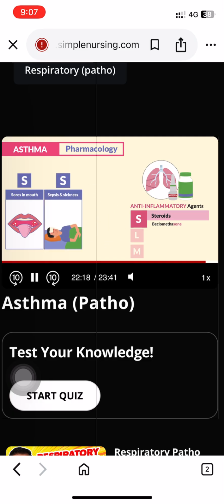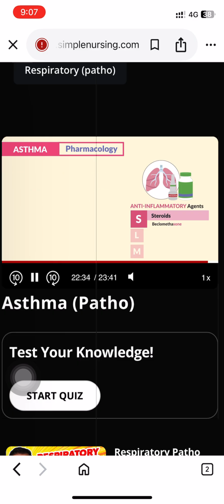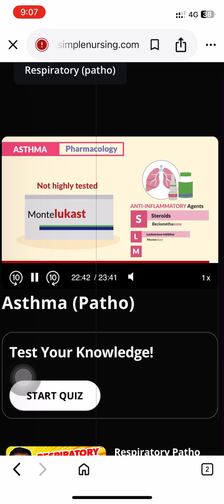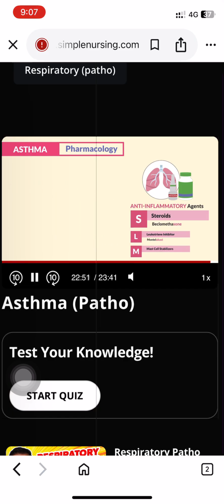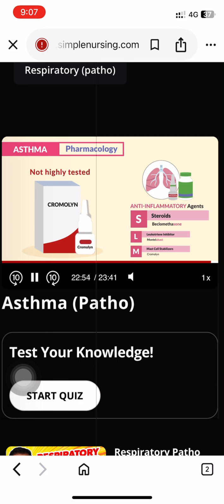The next S is for sepsis and sickness, since steroids increase the risk for infection, increasing the WBC count inside the body. And the last S is for sugars that are increased. Now, these are completely normal, so we have to watch out for these. Now, the last 2, which are not highly tested here, so I wouldn't focus on them too much. We have L for leukotriene inhibitors, ending in lukast, like montelukast. Now, the brand name is Singulair, so just think Luke likes to sing. And M is for mast cell stabilizers, like cromolyn. But again, it's not highly tested, so I wouldn't focus on these too much.